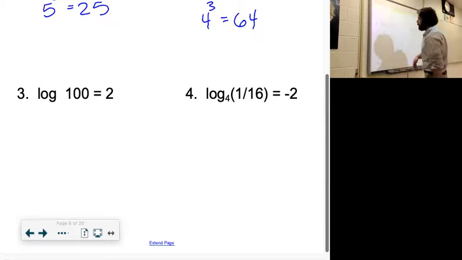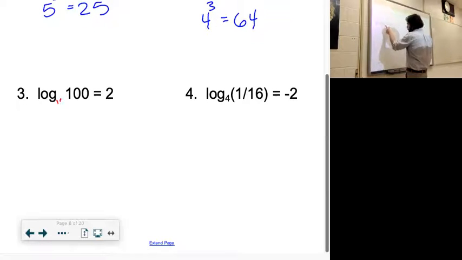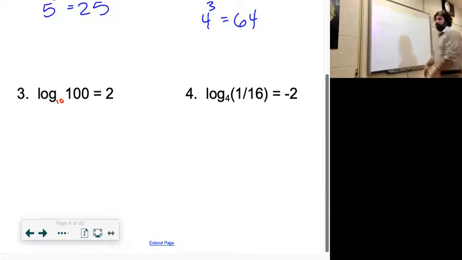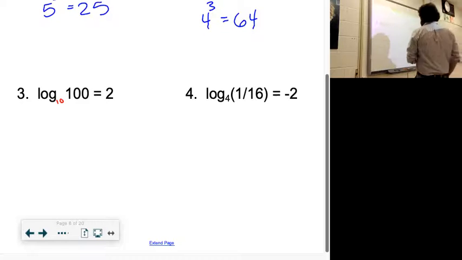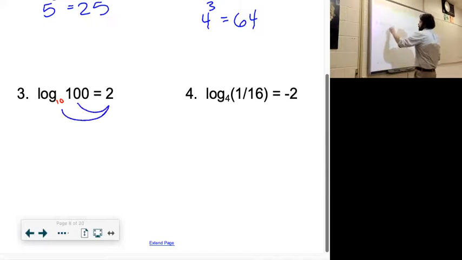Now, here we have log of 100 equals 2. So this is the common log. It's log base 10. If you need to write a 10 here, that's fine. But what you don't want to do is leave an answer that's a common log, and you don't want to write that base 10 in there. You just want to write 10. You just want to write log of whatever the argument is. So in this case, it's 10 to the second is 100.